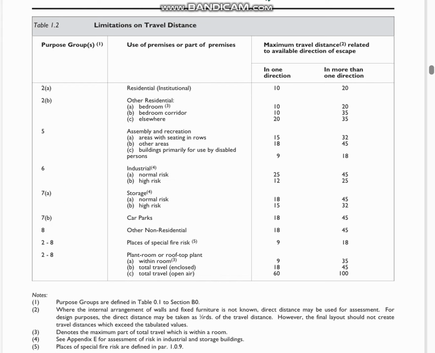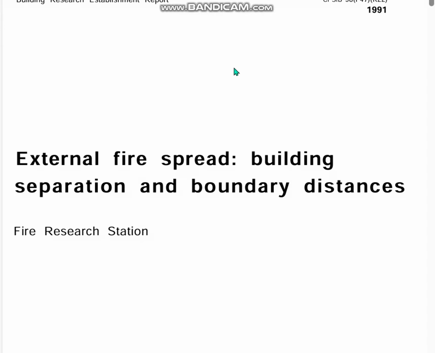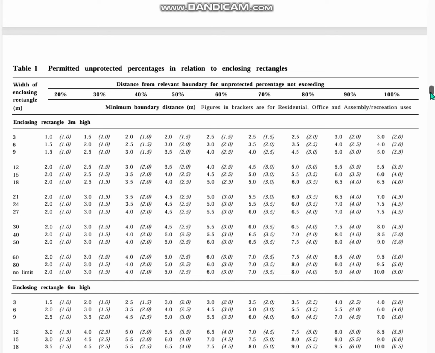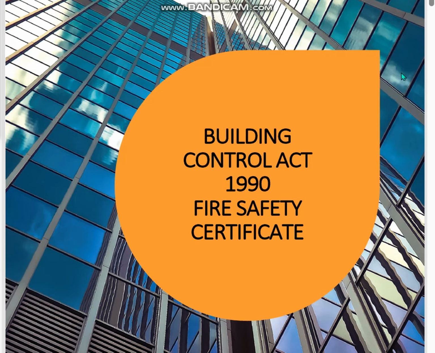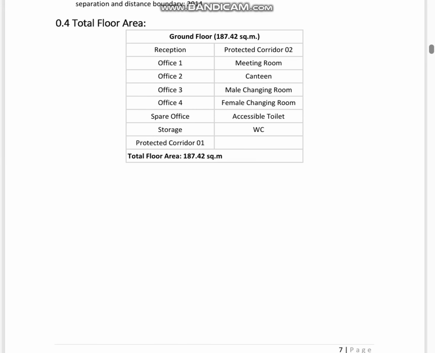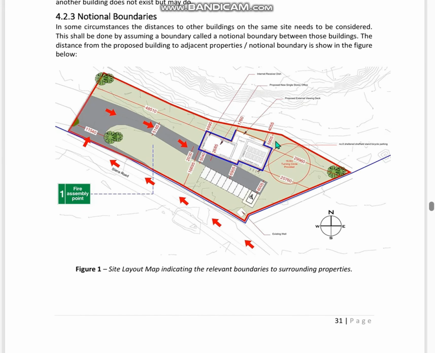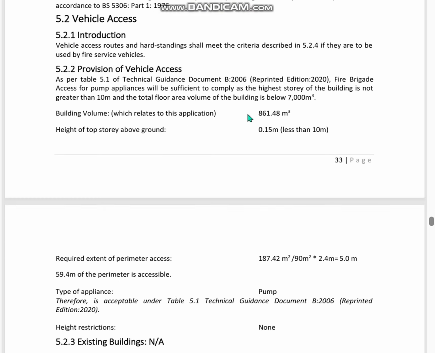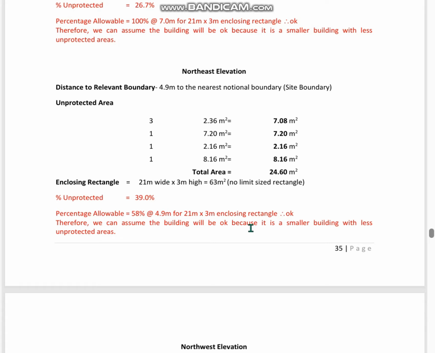And then, as previously mentioned, BRE 182, external fire spread building separation, distance from boundaries is also evaluated. This table indicates and shows the relevant distance from boundaries and the percentages of unprotected area acceptable. As can be illustrated in our compliance report, the necessary unprotected elements, distance from relevant boundaries, enclosing rectangle, to work out the percentage of unprotected area and if it is acceptable.